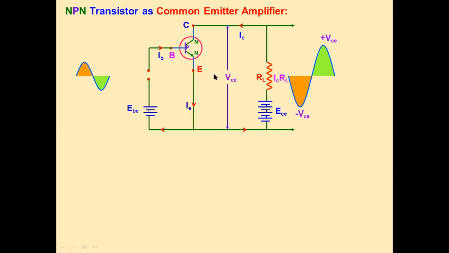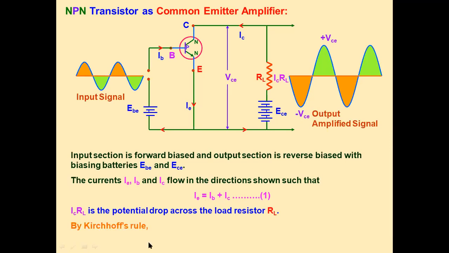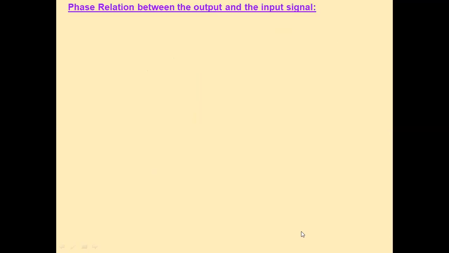So this is the transistor as an amplifier in common emitter configuration. We know that according to the action of transistor, emitter current is equal to IB plus IC. So what is the load resistance? According to Kirchhoff's law, the voltage across the collector-emitter junction, VCE, is equal to ECE minus IC RL. So this is the transistor as an amplifier circuit.